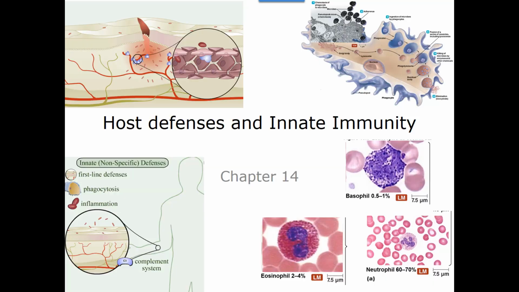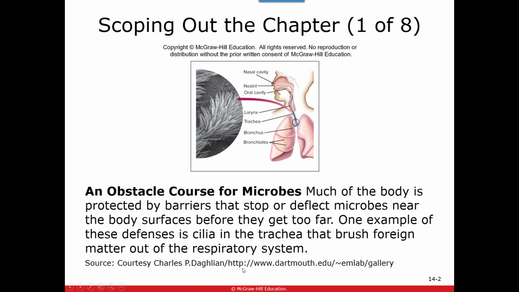So in this chapter, we're going to take a look at how your body responds to foreign invaders. What is your immune response? How does it try to get rid of that foreign invader that's in there? Some of the things we're going to talk about in this chapter are how our body tries to prevent different microbes from getting in.